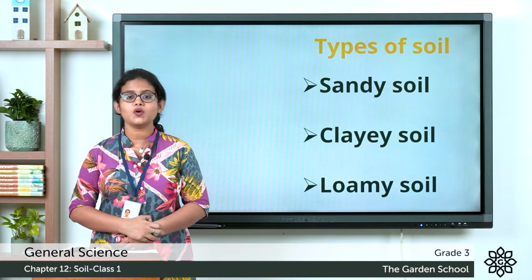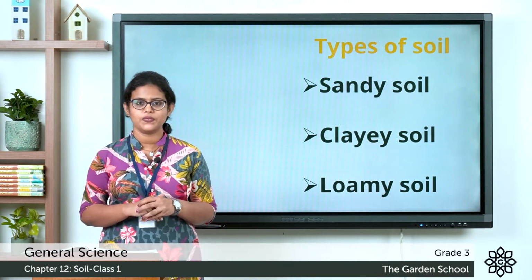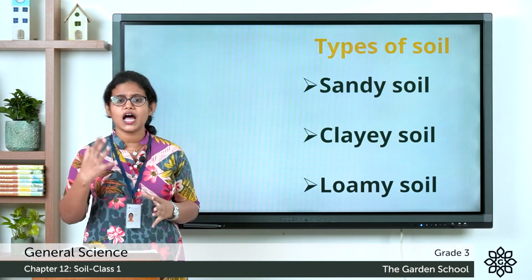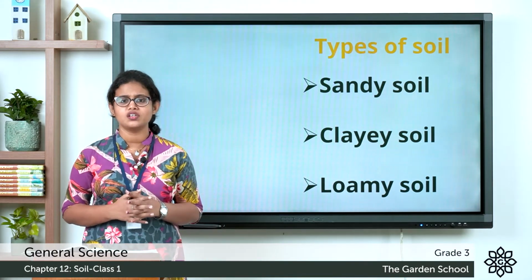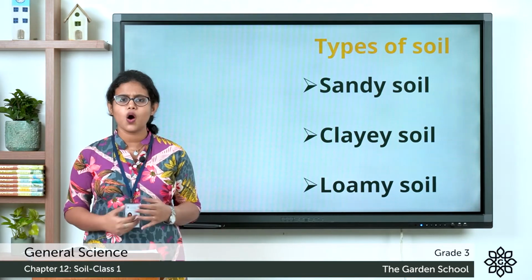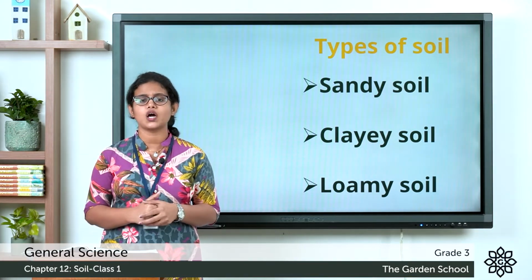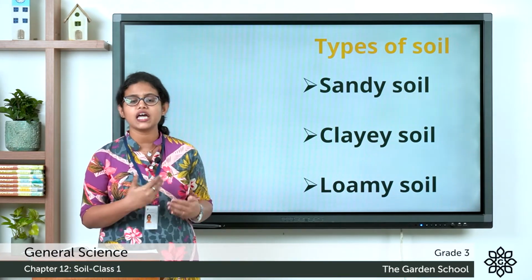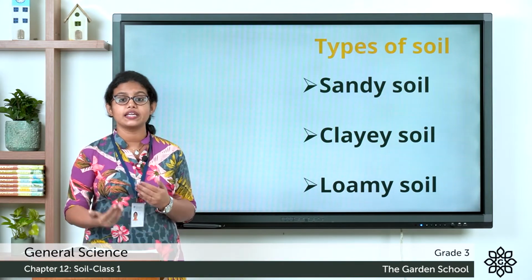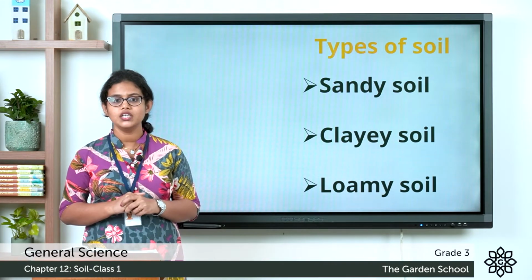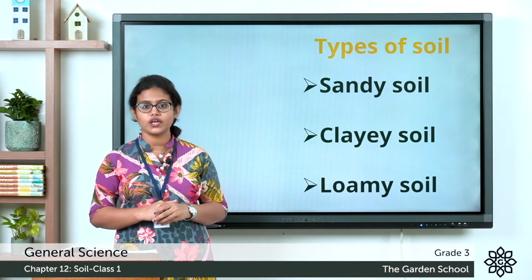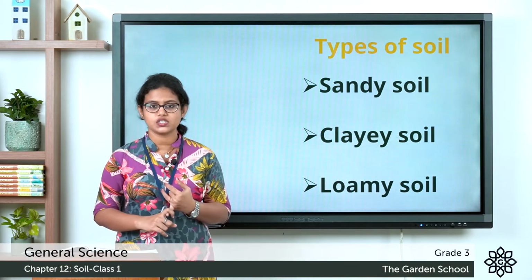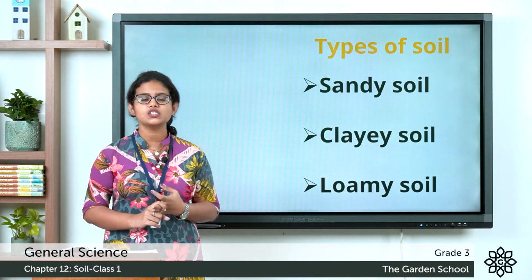Now, let's discuss the different types of soil. There are different types of soil such as black soil, red soil, alluvial soil, and laterite soil. All these soils are formed from sediments brought down by the rivers. Today we are going to learn about the different types of soil based on their characteristics. Here you can see three different types of soil: sandy soil, clay soil and loamy soil.